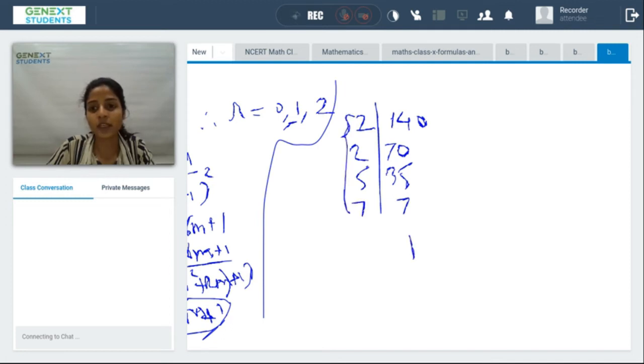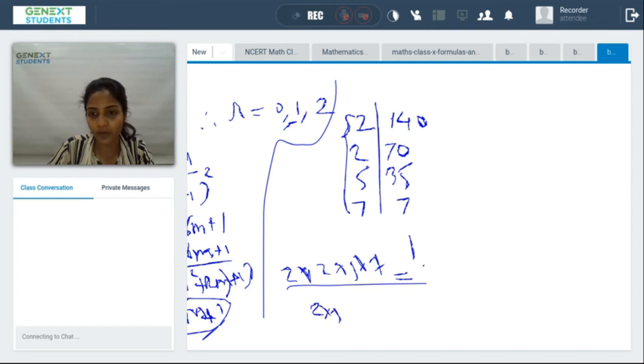So now what will its LCM be? 2 into 2 into 5 into 7. Correct. So this will be 2 2s are 4, 4 5s are 20, 20 into 7 is 140. We will take 2 only once because it is repeated twice. So we take 2 into 5 into 7 as the LCM. 7 5s are 35, into 2 is 70. So 70 will be the LCM.